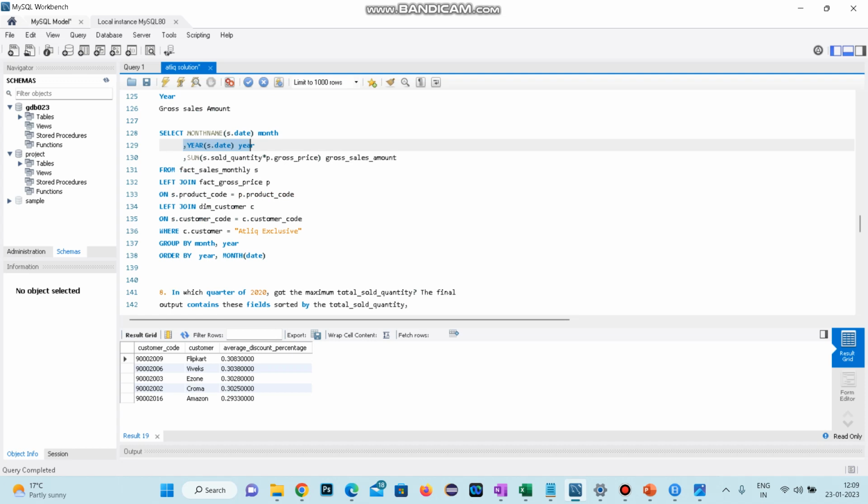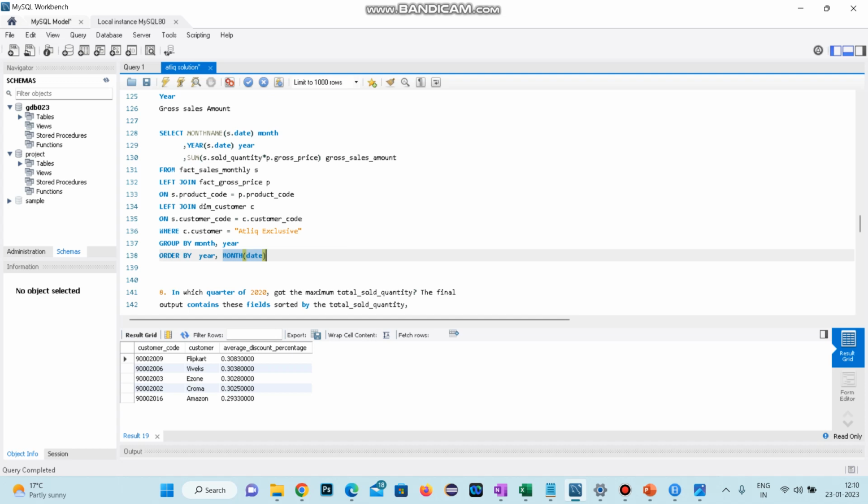Here we are joining it with customer, because we want to filter it for Atliq Exclusive only. So we are providing this in the where condition, and then grouping by month and year so that we get month and year wise gross sales amount, and then ordering it by year and month date so that for each year we get the months in order. Here we are using month date because it will rank on the basis of 1, 2, 3, 4, 5, that is January first, then February, likewise.